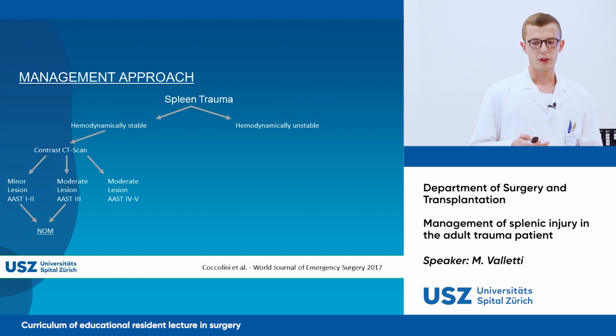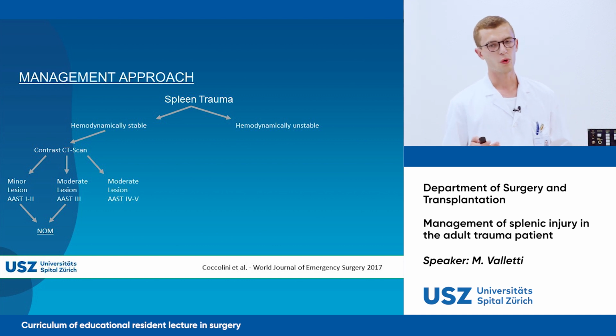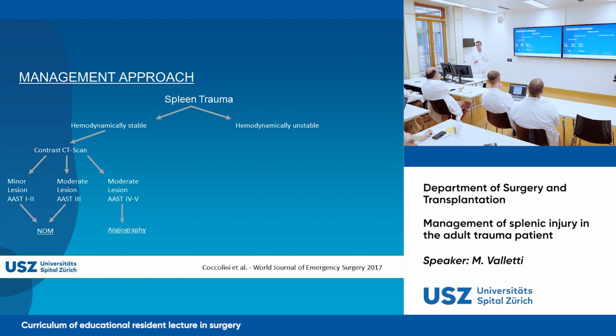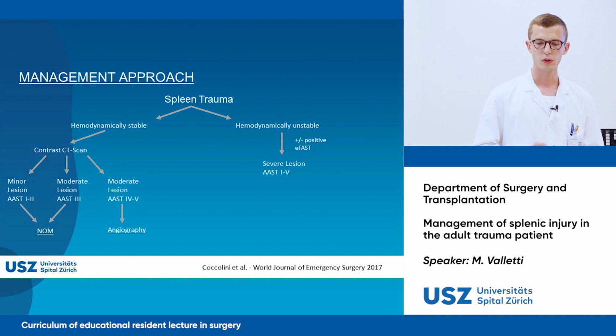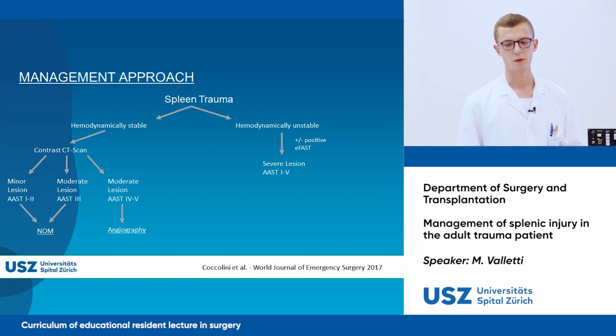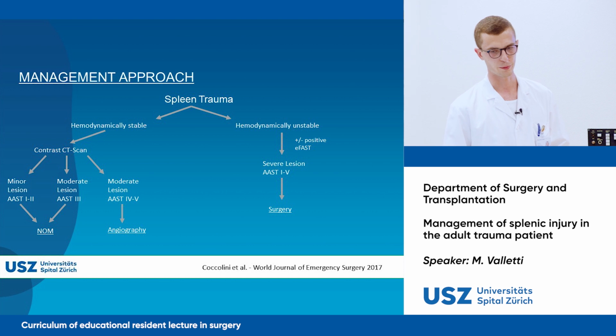In minor and moderate lesions, grade 1 to 3, we can go for non-operative management and observation of the patient. In severe lesions, grade 4 and 5, we have to perform an angiography and perhaps an embolization of the bleeding vessels. While in an unstable patient, with or without a positive test, we have to suspect a severe lesion and go for surgery.